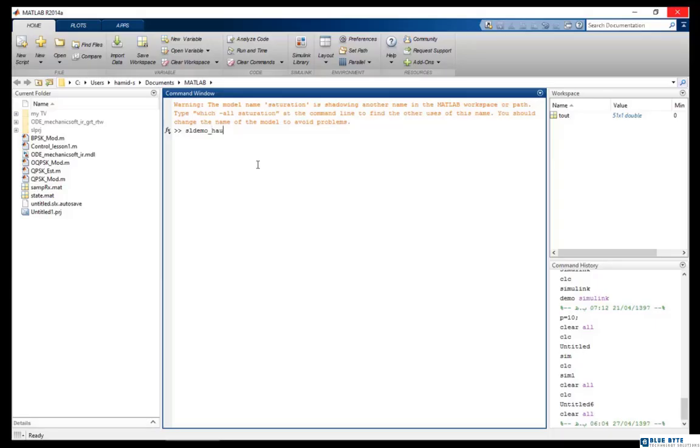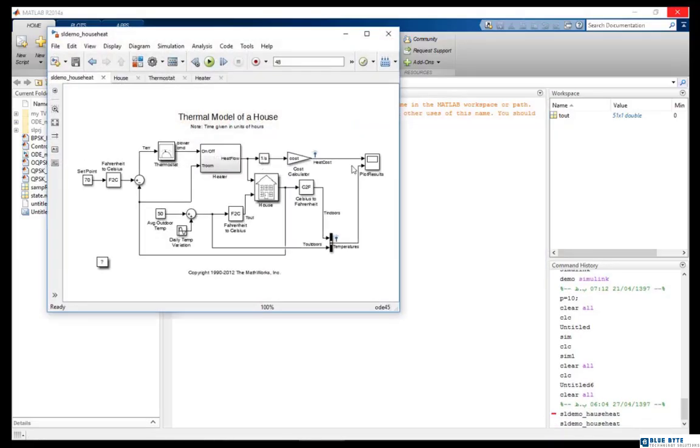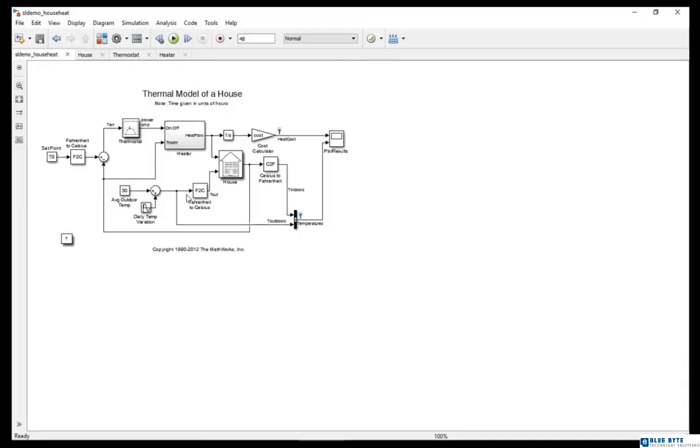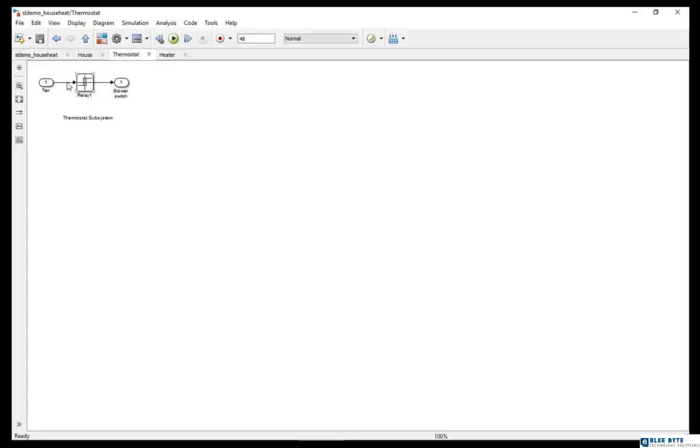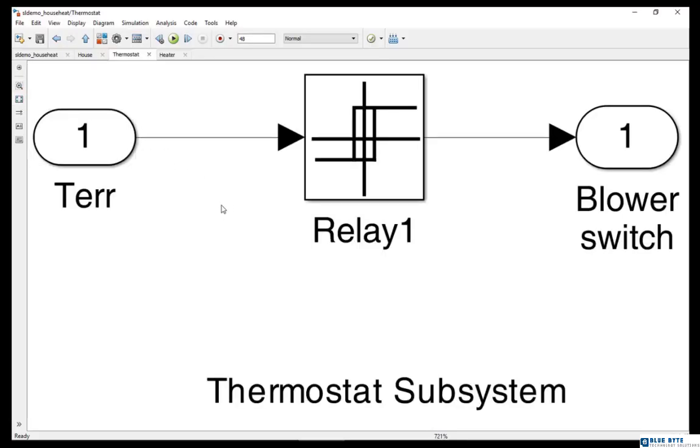I type it with underline after SLDemo. The example that was called is a thermal model of a house. Also here, time is given in units of hours. The part which is related to relay is available in the thermostat of that house. You can see here that I use the relay for thermostat. As I said, thermostat relay has industrial usages. Okay, I close the block which is related to relay, but I do not save it because it's very simple.